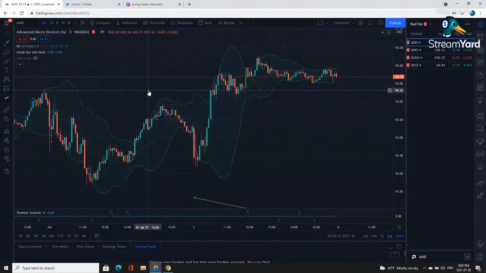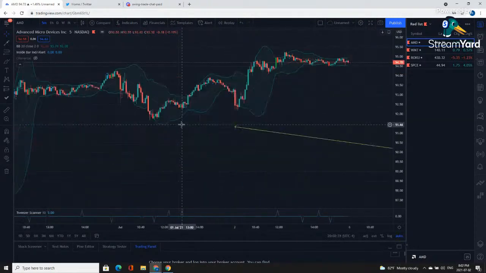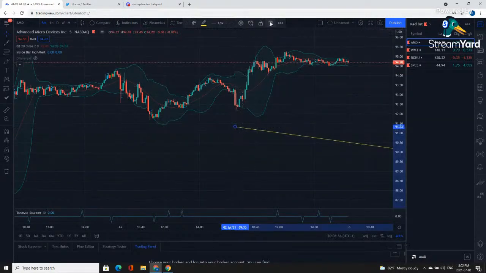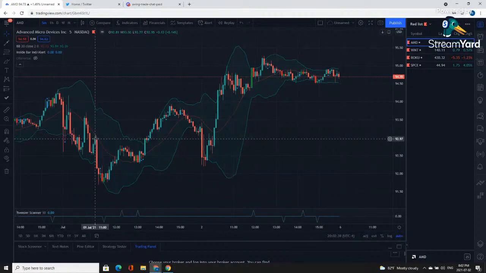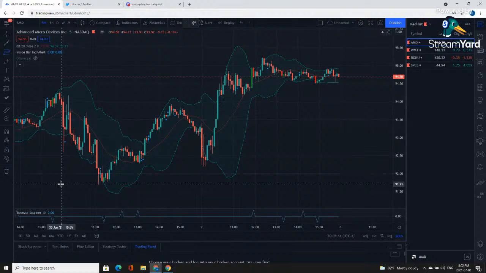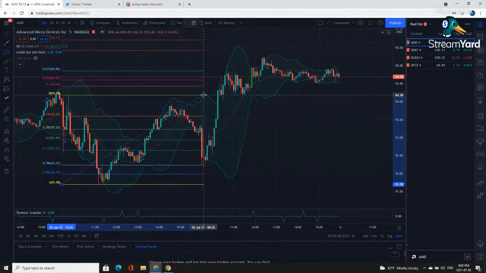A few of you guys actually DM'd me and used the prior day's range technique to really make some good money. I'm very happy that a lot of you guys made like 300 or 400% today on this play. So let's go ahead and draw the Fibonacci together.